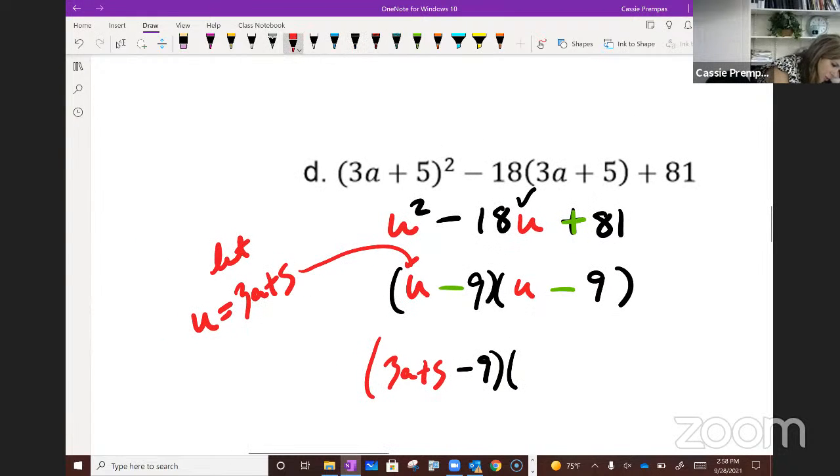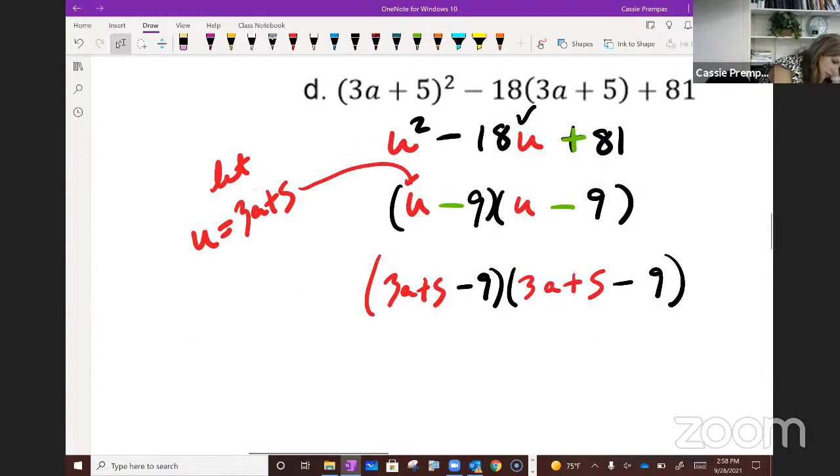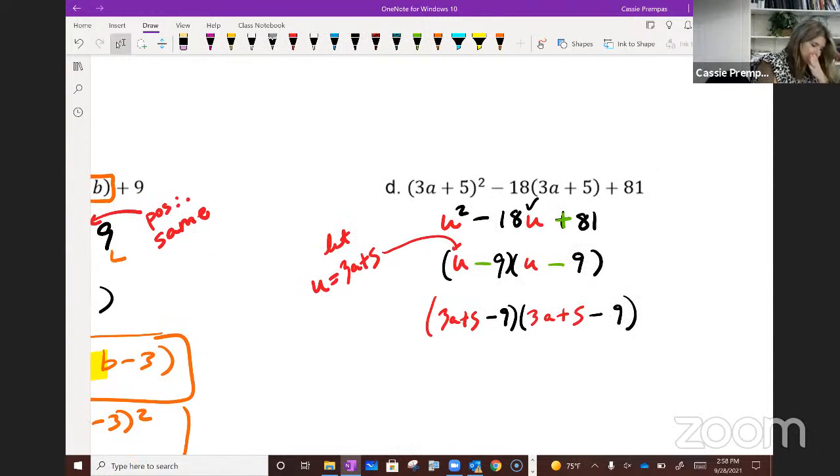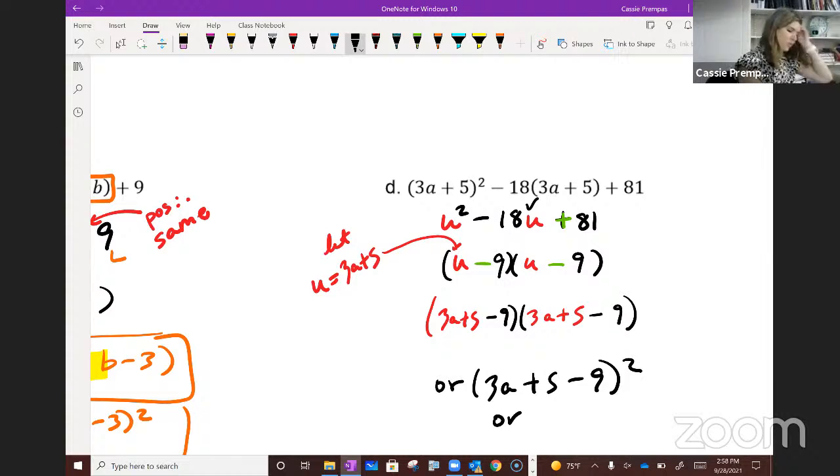Do you guys have a 5 or a B? I thought I changed that to a B. You have a 5? Okay. Are you allowed to write? Oh, no, because it's factoring. When you're factoring, I'm assuming you don't want us to do 3 plus 5 minus 9 squared. You could write it like that. Okay, because I didn't know if you wanted us to break it down.